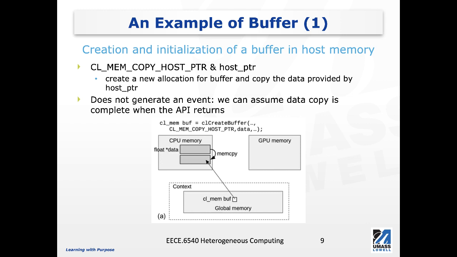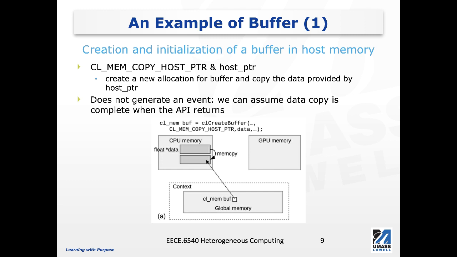Now we're going to look at a different example. In this case, we are creating and initializing a buffer in host memory. The memory flag we're going to use here is CL_MEM_COPY_HOST_PTR, coupled with this host pointer that points to some space on host memory. These two options ask the OpenCL runtime to create a new allocation for the buffer and copy the data provided by the host pointer.